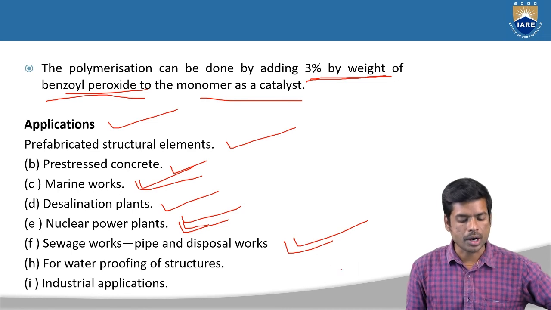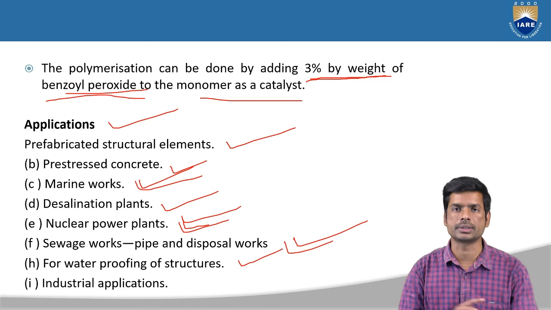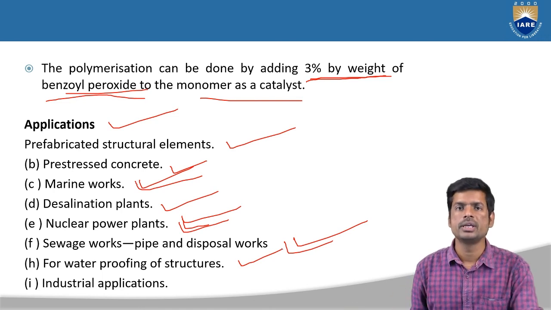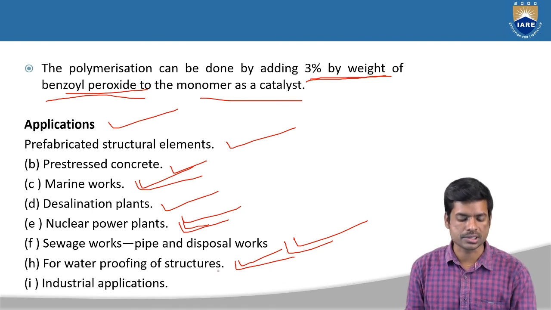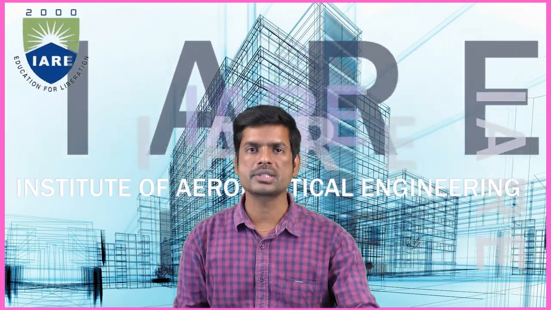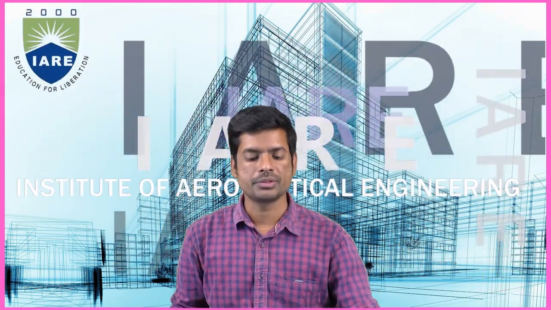Next, waterproofing of structures: whenever you want to avoid the leakage of water or any chemicals, there also we can use polymer based concretes. And next, industrial applications. Majorly we use polymer based concretes in industrial applications, like covering surfaces or avoiding reaction with other chemicals. So this is about the different types of concrete.